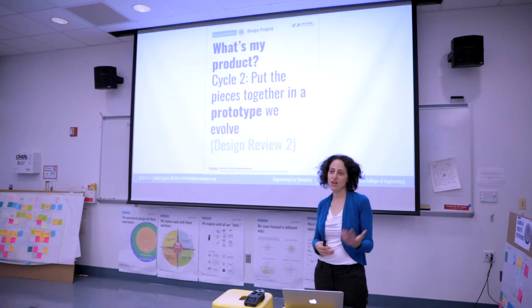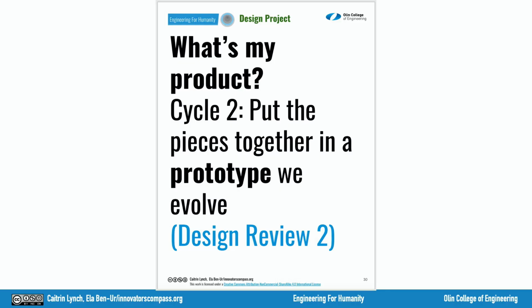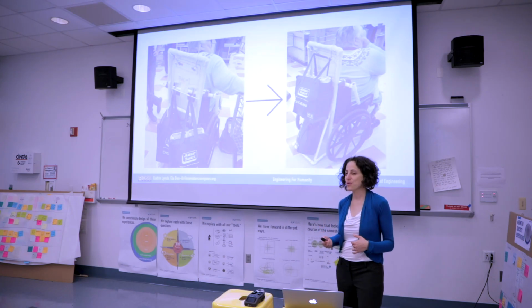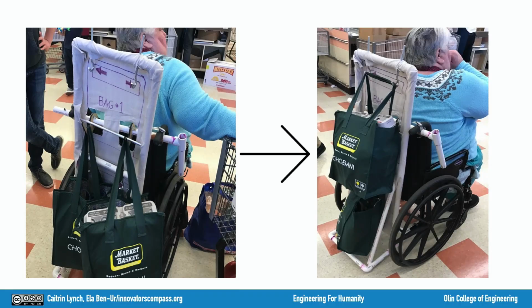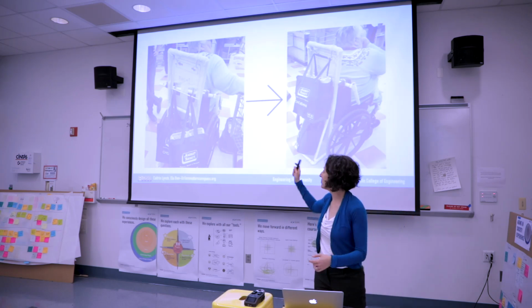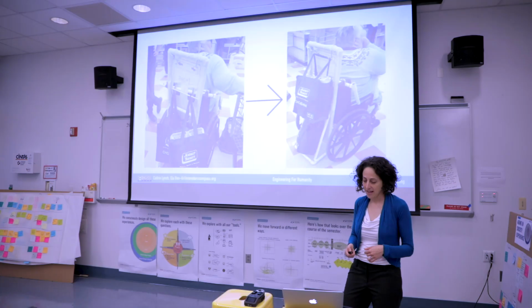Now, having done all of this play, we're ready to go into the next cycle, putting the pieces together into a prototype that we can evolve together. This is for design review 2, and it might start to look like this. This is a prototype in which they learned early that when they put 2 bags in the back of this wheelchair this way, they get caught in things like doorways. So they learned that they had to go vertical. They learned that by first just throwing something onto the back of the wheelchair. That's important to learn before you go too much further.